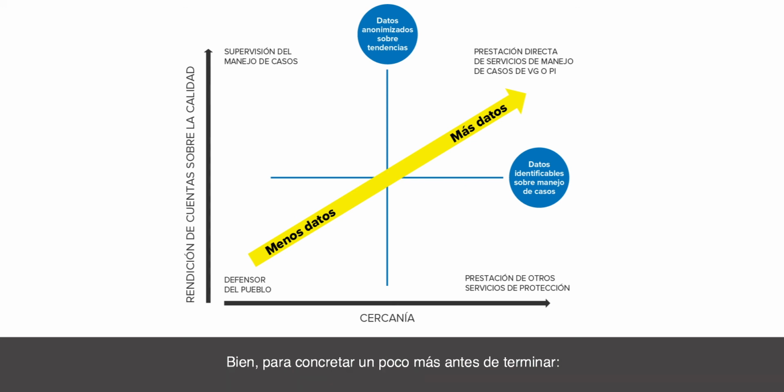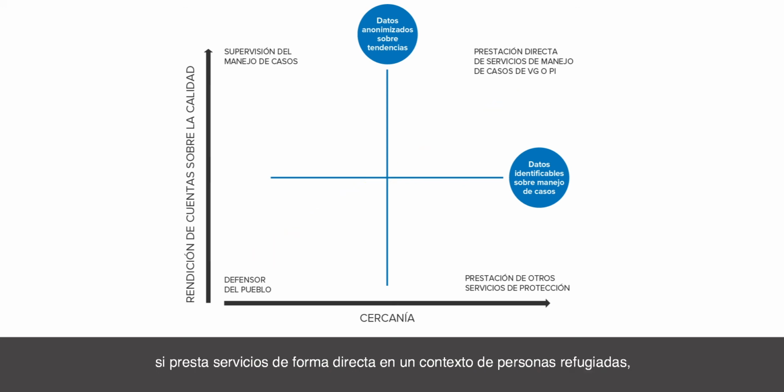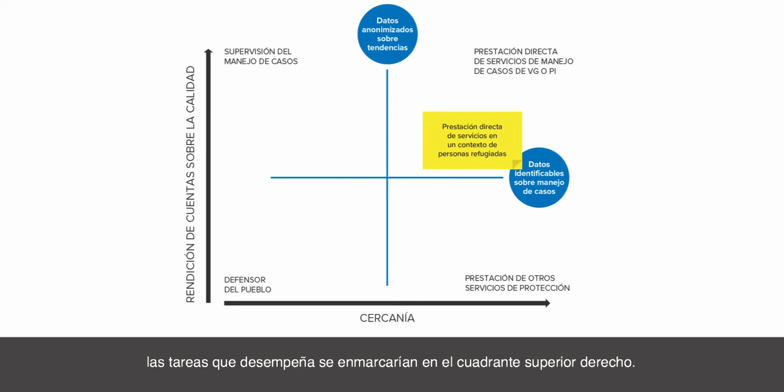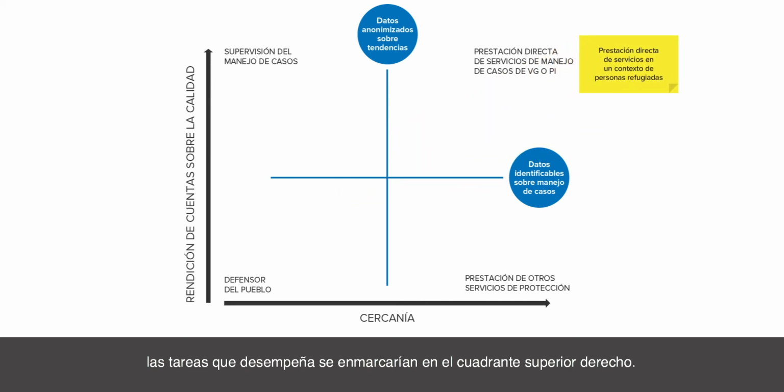So to give this a little bit more concretely before we finish up, if you were providing direct service provision in a refugee context, this is going to fall in this upper right-hand quadrant like we're talking about. This is a pretty straightforward example. Direct service provision requires us to directly engage with those survivors or those children and requires us to then have both that quantitative trends data, de-identified, as well as information around the cases that we are specifically responsible for.